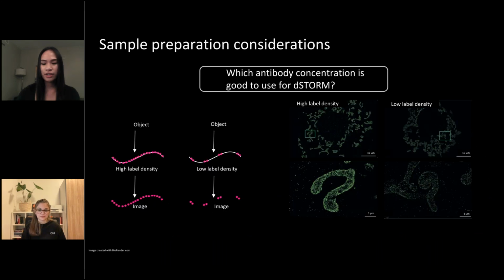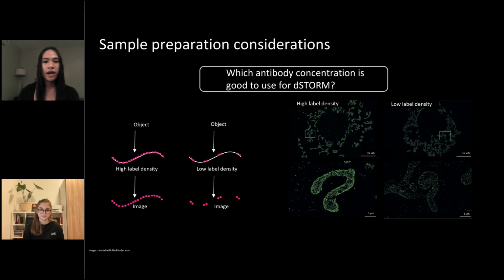All right, so the next question that people always ask is the antibody concentration. Which antibody concentration is good to use for dSTORM? It's important for the full structure to be fully labeled. What I mean by that is if a continuous structure is not labeled with enough efficiency, it will appear as punctate in your dSTORM image. You can see that here. This is an example of a low label density, and because of that, this is what your image will look like. There are a few gaps between the localizations, and you don't have a clear picture of your original structure.